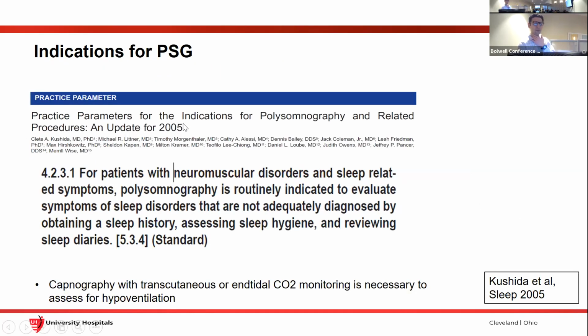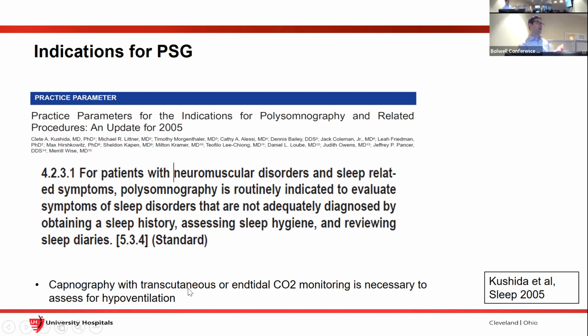Now, what about in the sleep world? In 2005, there were practice parameters for indications of PSG. And here it states that for patients with neuromuscular disorders and sleep-related symptoms, polysomnography is routinely indicated to evaluate symptoms of sleep disorders that are not adequately diagnosed by obtaining a sleep history, assessing sleep hygiene, or reviewing sleep diaries. So similar to what the Duchenne guidelines said, on when to get a PSG.